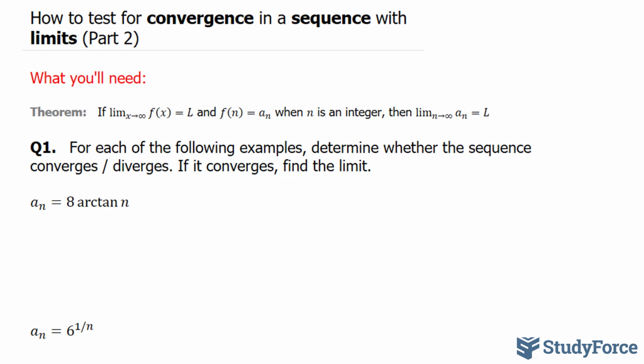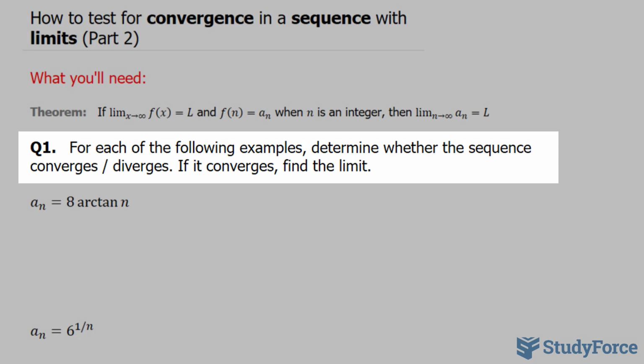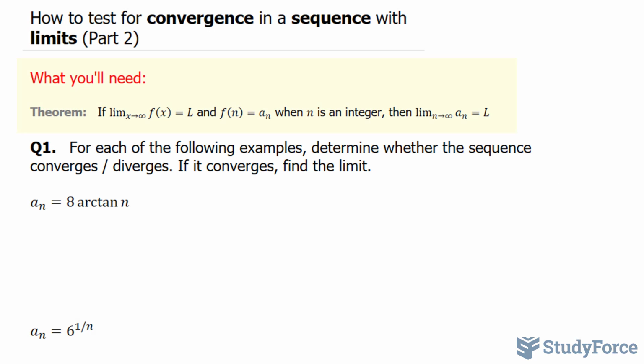In part 2 of this lesson, I'll show you 4 more examples on how to test for convergence in a sequence with limits. The question reads, for each of the following examples, determine whether the sequence converges or diverges. If it converges, find the limit. We'll be using the exact same theorem as in part 1, and it's stated right here. We'll start with the first sequence, which is defined as a sub n is equal to 8 times arctan n.